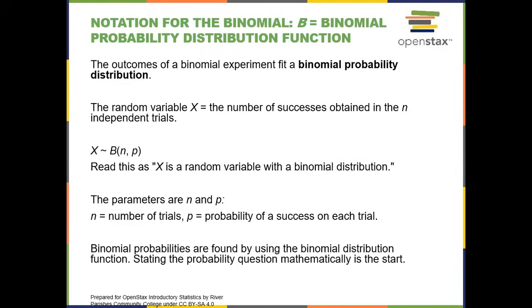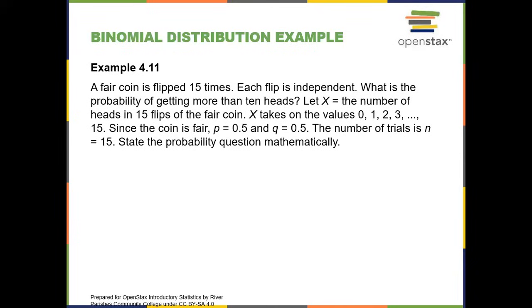Read this as X is a random variable with a binomial distribution. The parameters, the properties of the probability distribution, are n and p. n is the number of trials, p is the probability of success on each trial. Binomial probabilities can be found by using the binomial distribution. Starting the probability question mathematically is the start.